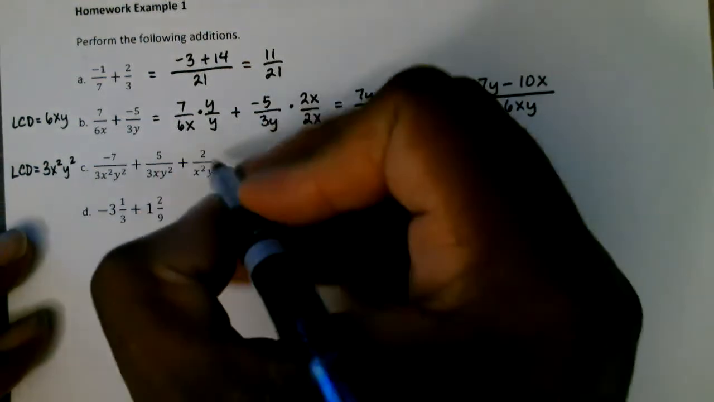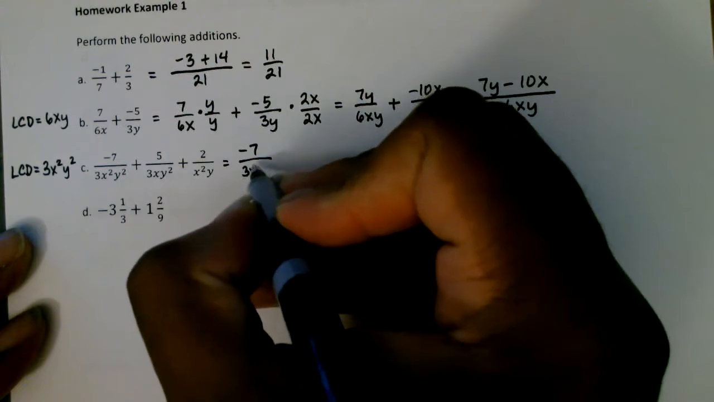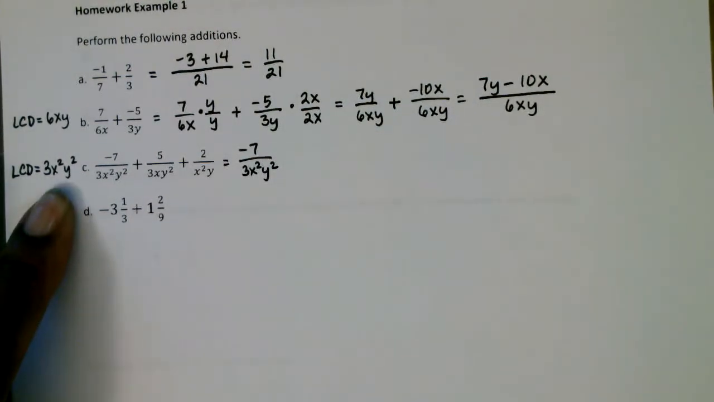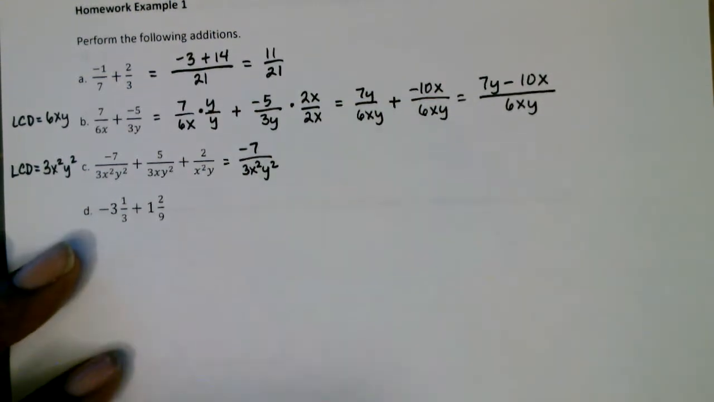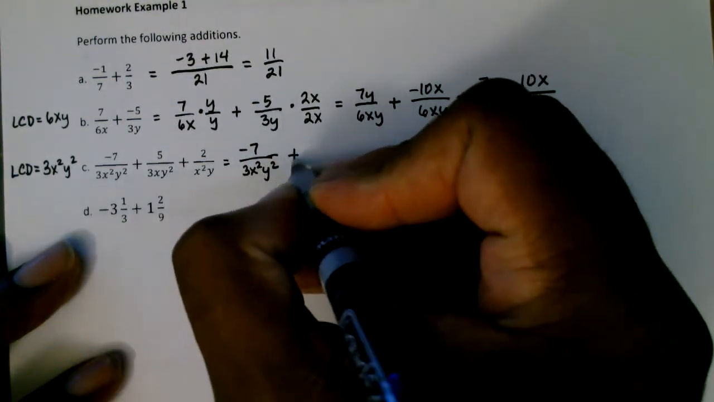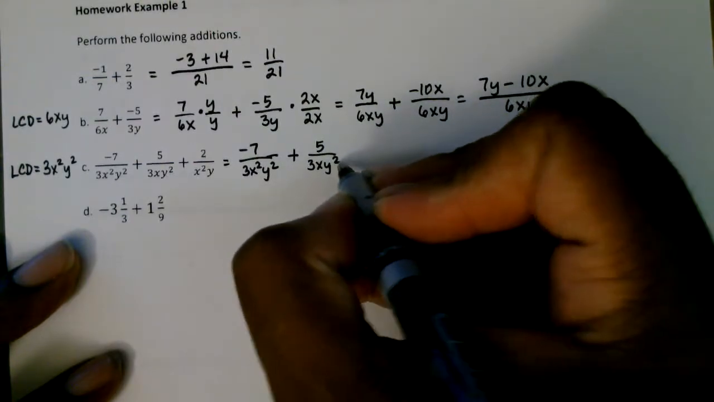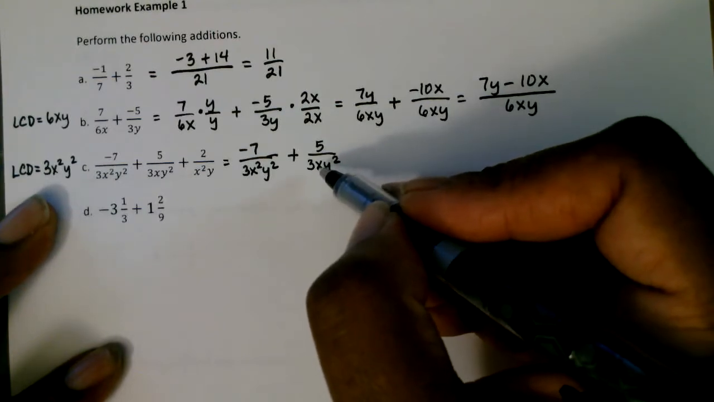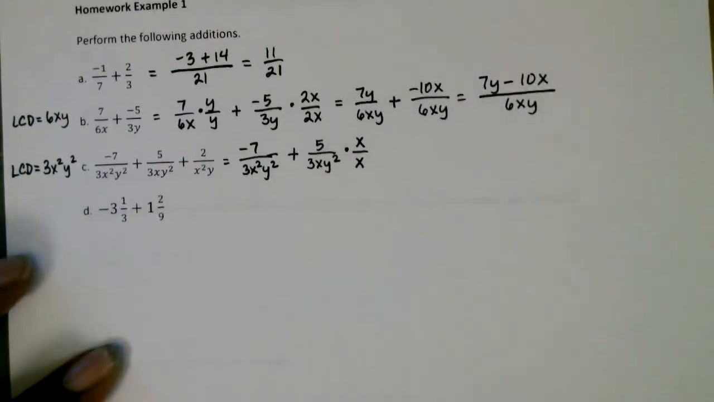Now let's write our equivalent fractions here. So for -7 over 3x squared y squared, that is the LCD. I've already got the 3, I got the x squared and the y squared, so I don't need to multiply the numerator and the denominator by anything because I've already got that LCD. Now for the 5 over 3xy squared, I got the 3 and I got the y squared. I'm missing an x. I need this x to be x squared. So I need to multiply a numerator and denominator by x.